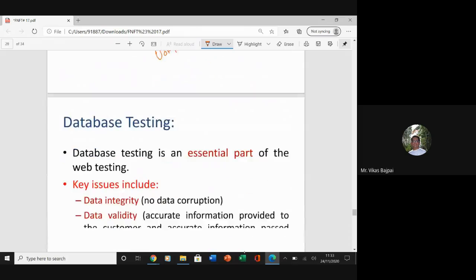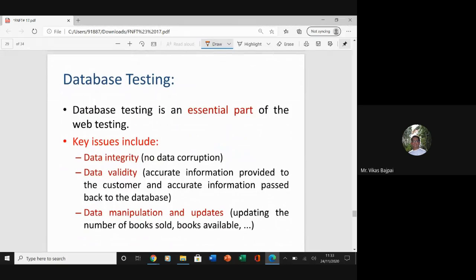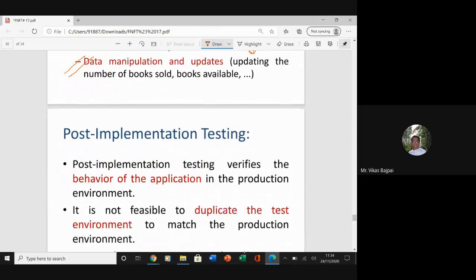of the customer. Then we have backend testing, which is database testing. Obviously, once again, a crucial part as far as web testing is concerned. The reason being, I need to look for the data integrity. That means there isn't any corruption in the data. The data validity, that means accurate information provided to the customer and accurate information passed back to the database. Then we have the data manipulation and the updates. So all these things should be done in isolation. So updating the number of books sold, books available, or the products. So that kind of testing we have.